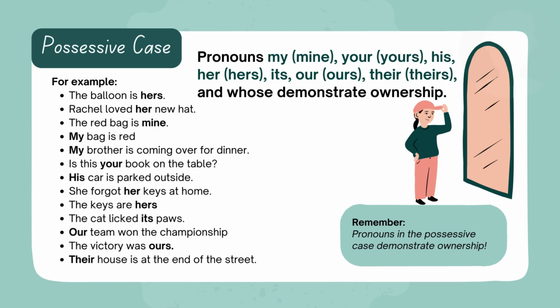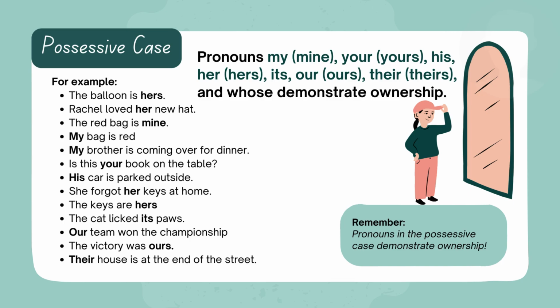All right, so let's look at this one. Is this your book on the table? So this is a question. If you can see, we use the verb to be to begin the question with is. So you can also use these possessive cases in questions. Now, we can also use it in plurality. For example, our team won the championship. Or we can say the victory was ours. So remember, if you're using it in the subject, remember to add an S. It's very important. And also remember that these pronouns show possession. They demonstrate who something belongs to.